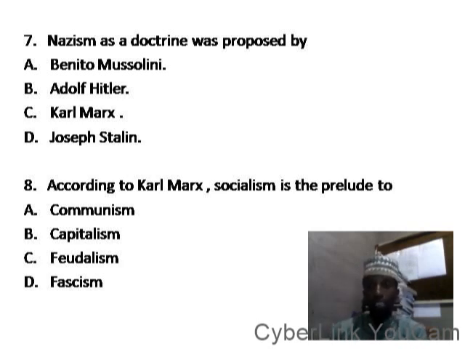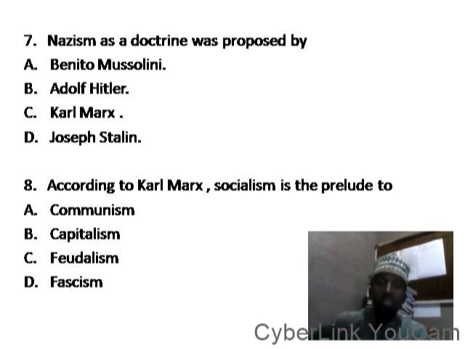The last question, it's not the last question, number 8. According to Karl Marx, the one that propounded the theory of socialism, socialism is a prelude to... if you want to give the correct answer to this question, you must understand the word prelude. And the meaning is, I've already said it, that communism is an advanced stage of socialism. That is, we are going to have socialism first, then we have communism.